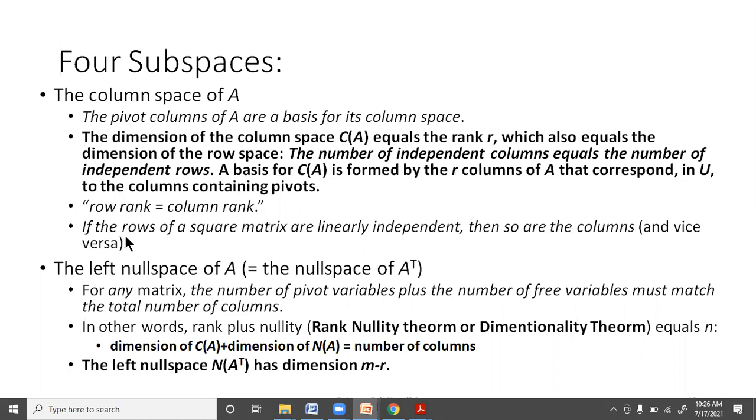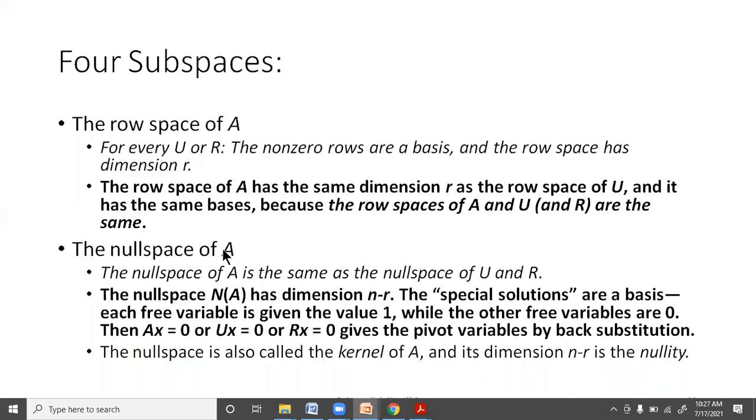So row rank is equal to column rank. If the rows of the square matrix are linearly independent, then so are the columns. And if the columns are independent, then correspondingly the rows of the square matrix will be linearly independent. That's about the column space, and we have already seen the null space.